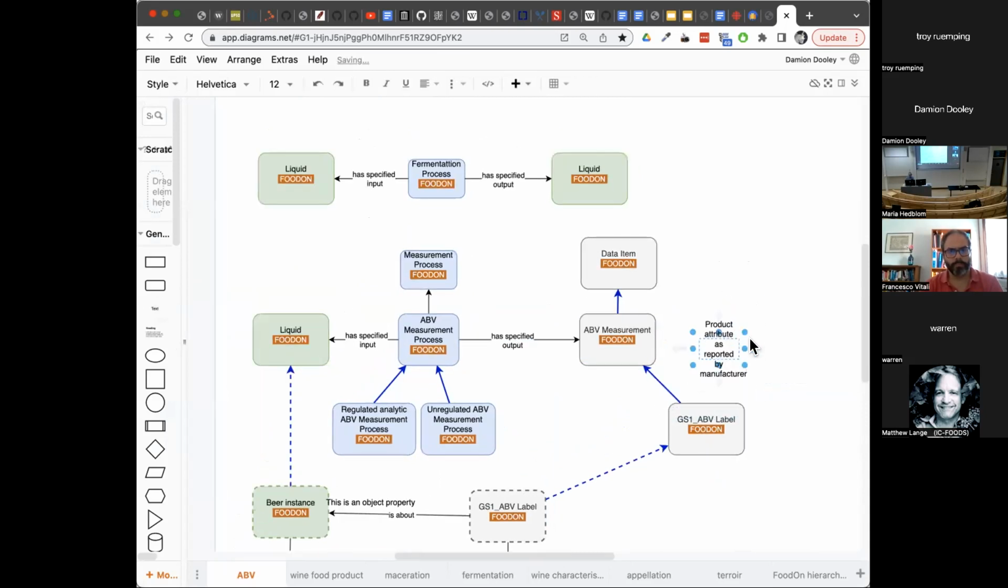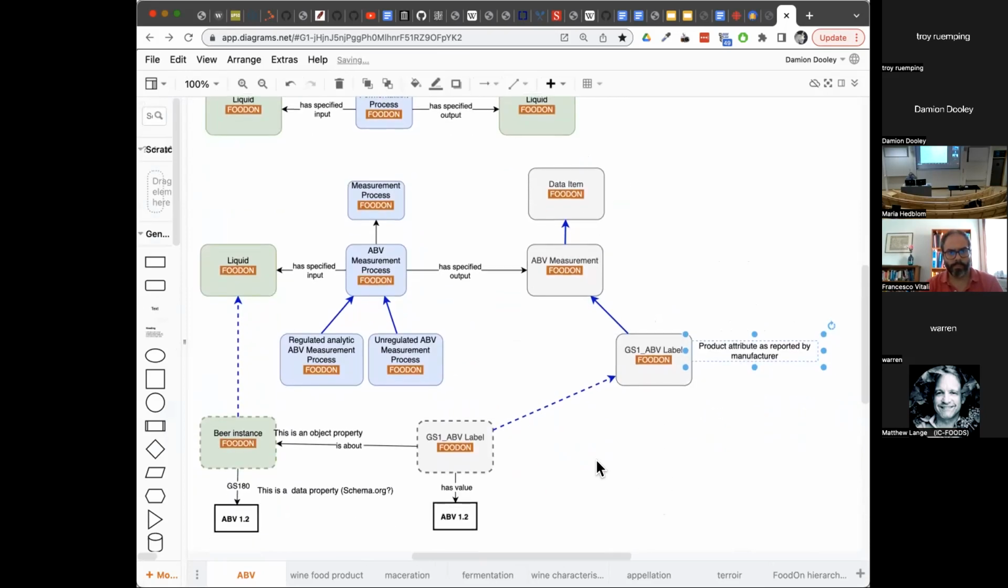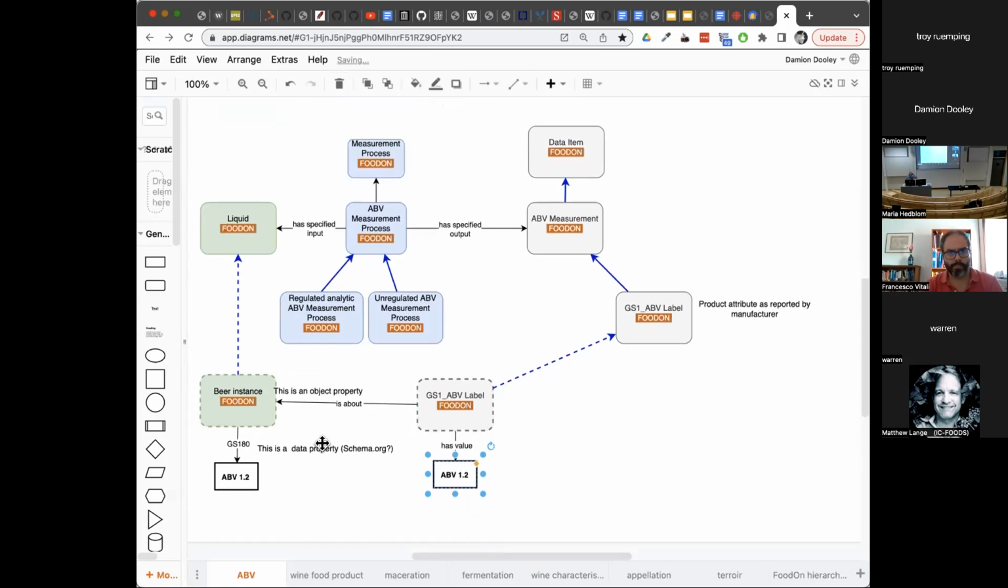And so, totally happy to try to capture that kind of thing in FoodOn. So we would be more than happy to have a GS1 ABV label and know that that could be a data item that has a value associated with it, and that's a translation of, say, a schema.org GS1 property pointing to ABV 1.2, for example.